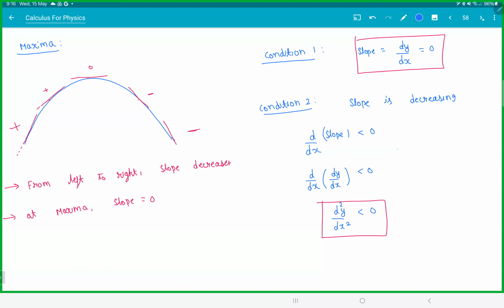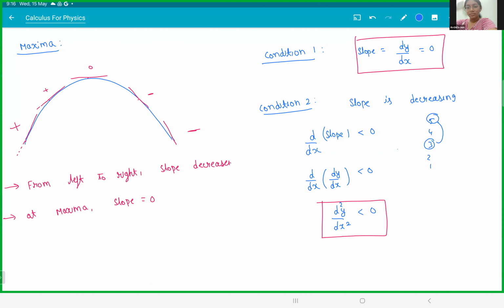Sir, could you explain the condition for one? See now, the slope is decreasing means what? The change in slope is negative. If you are decreasing, what is the change? If you are decreasing means what? 5, 4, 3, 2, 1. The final value is always smaller than the initial value, right? So what is the change? Negative.